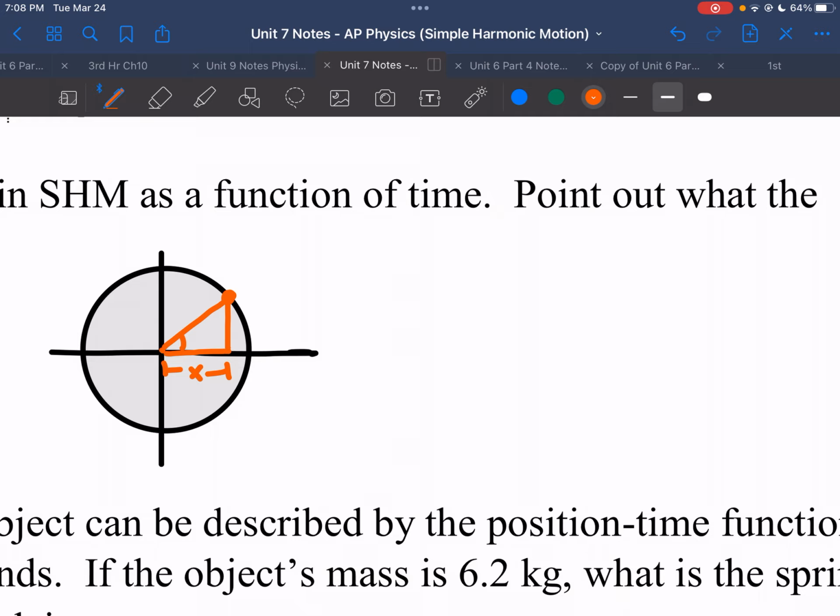This angle is called the phase shift. So you can use theta, but theta often gets confused with the actual angle that it's currently at with your angular velocity. And so this is used to show where it starts.